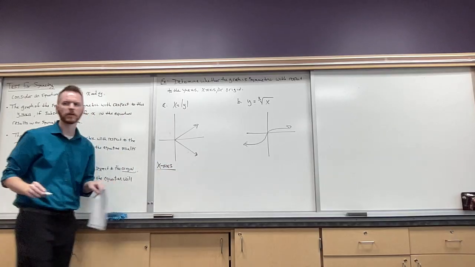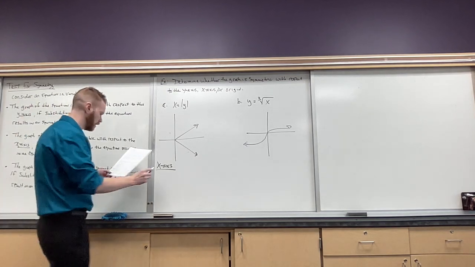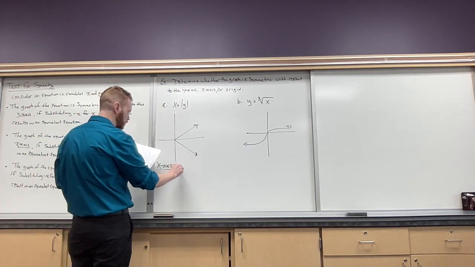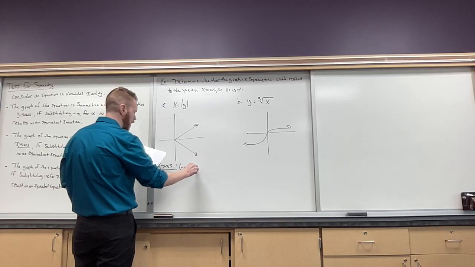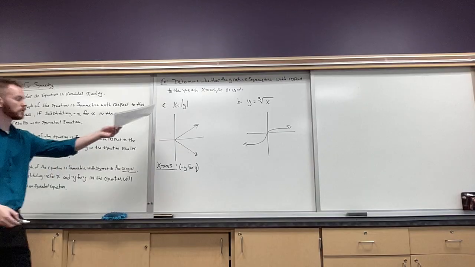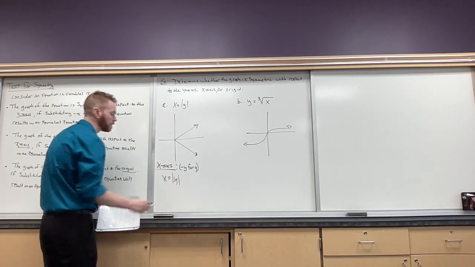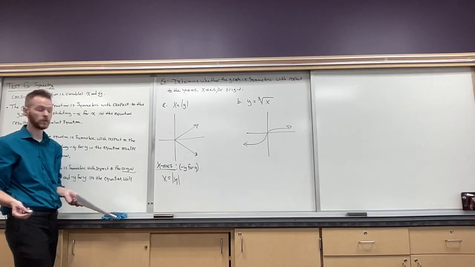I'm going to show you algebraically how to do this as well, okay? So for instance, if you look at the graph, this is pretty obvious, but how do we show it algebraically? If we're going to test for x-axis symmetry, plug negative y in for y, okay? So there's my original equation. So I have x equals absolute value of negative y. Now you want to simplify it too.